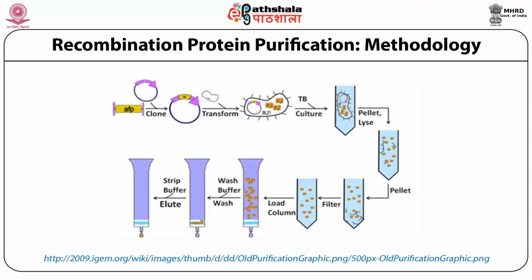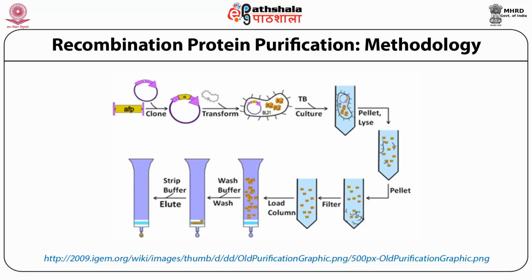Here is the schematic of recombinant protein purification methodology. As I mentioned in the previous slide, our gene of interest is cloned into an expression vector, transformed, and protein is expressed. Now we'll take that culture and pellet the cells, and lyse them in the presence of detergent, by heating, by mechanical shearing, or by urea, so that our protein is released from the cell. Now this protein can be in a soluble form or in the form of a pellet.